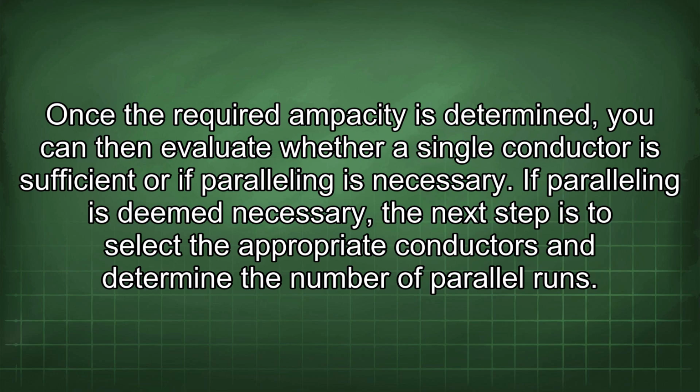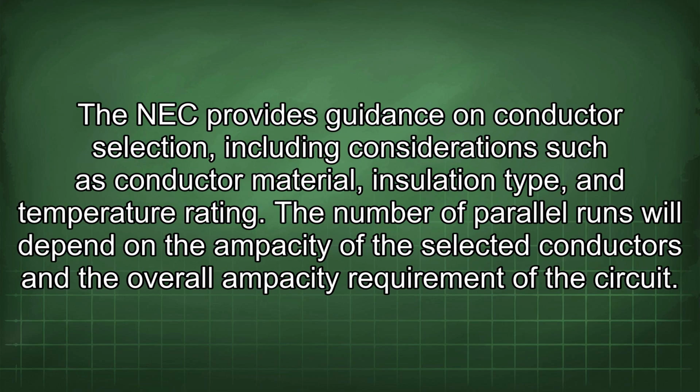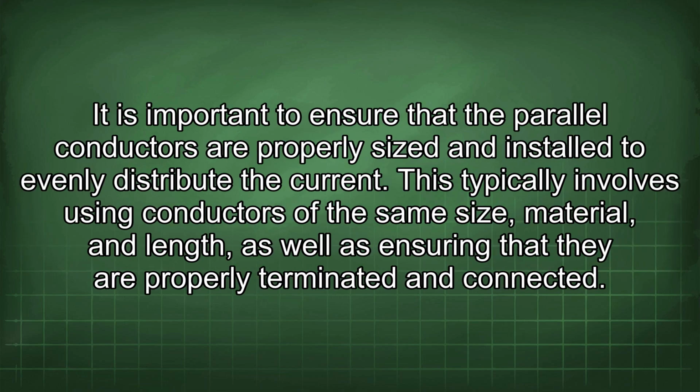If paralleling is deemed necessary, the next step is to select the appropriate conductors and determine the number of parallel runs. The NEC provides guidance on conductor selection, including considerations such as conductor material, insulation type, and temperature rating. The number of parallel runs will depend on the ampacity of the selected conductors and the overall ampacity requirement of the circuit.